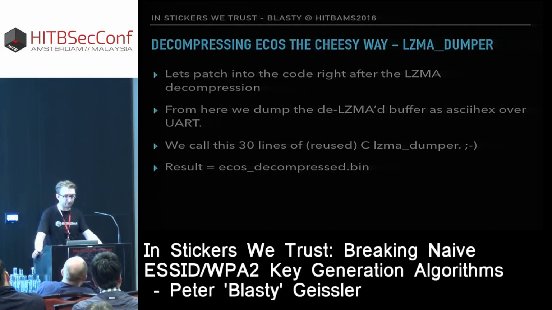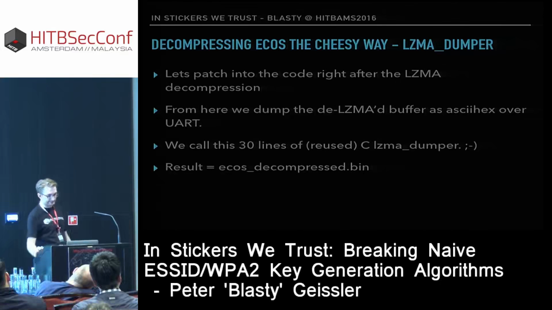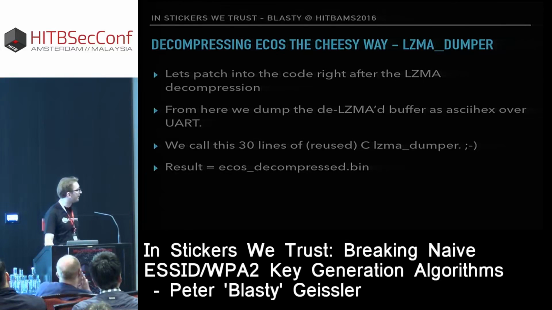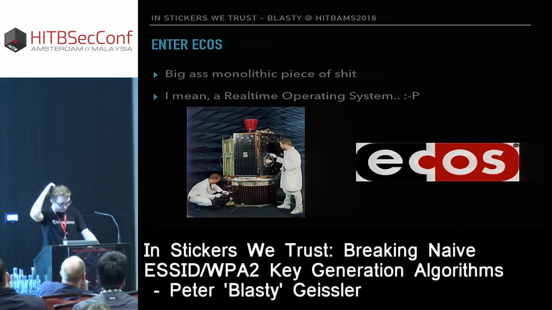Then we don't need to worry about this compression at all. We just let the system do all the hard work for us. We write 30 lines of C code and a small hook, and the result is a decompressed eCos binary that we can now actually load into either IDA Pro or another disassembler and make sense of. So yeah, let's enter eCos.